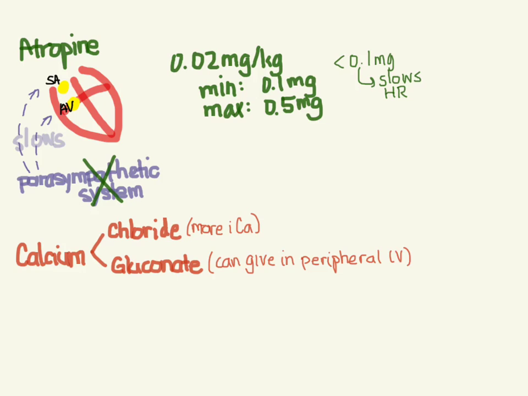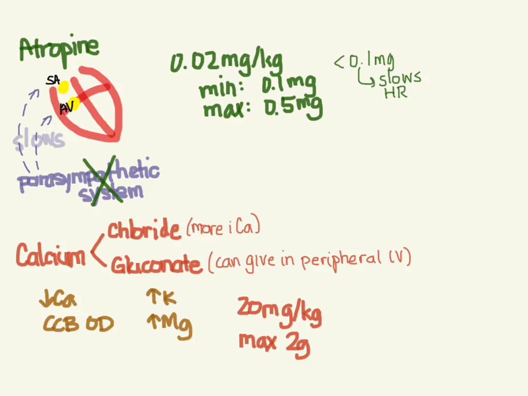Now, they recommend do not give this unless you have a clear indication, and the indications are hypocalcemia, a calcium channel blocker overdose, hyperkalemia, or hypermagnesemia. And the dose is 20 milligrams per kilogram with a max of 2 grams.